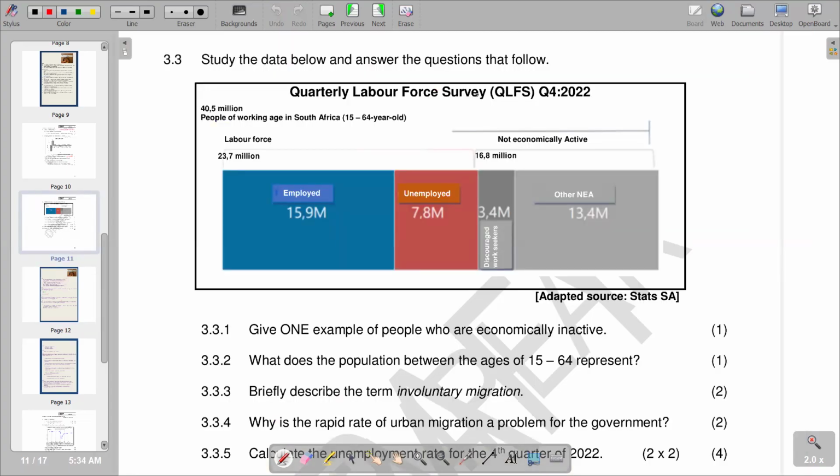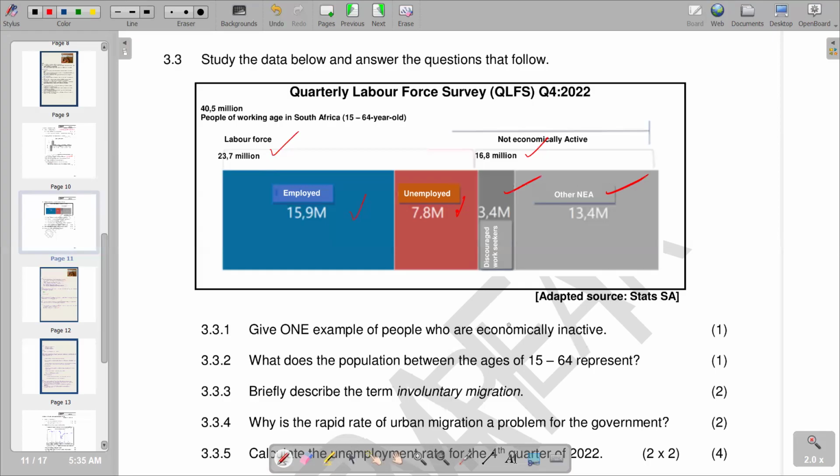The other question that follows, we are given a table for 2022. So we are given the total population that we have there. For economically active, it is 16.8 million. Then under the labor force, we've got employed, which is 15.9 million, and unemployed, which is 7.8 million. Then under not economically active, we have got 3.4 million for discouraged work seekers, and for the other NEA, we have got 13.4 million. So those are the information that we are having there.